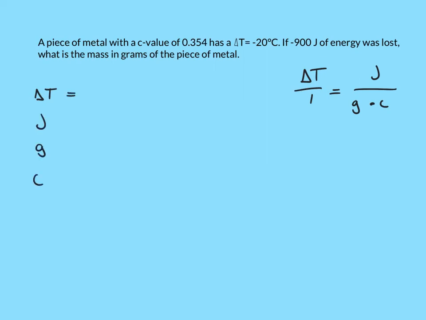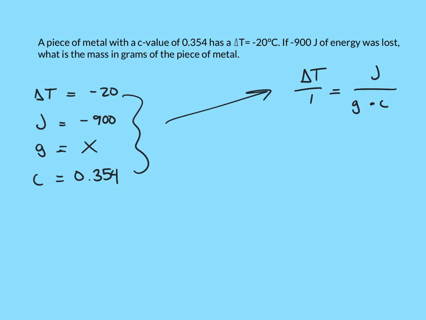Now this time I have the delta T, and you can see that it's negative 20 degrees Celsius because it's cooling down, so it has a negative change in temperature. That happens. You can have negative changes in temperature, and you can also have negative joules. So we have negative 900 joules of energy in this case as well, because the energy was lost. It was exothermic, energy given off. What is the mass if the C value, which was listed in the first part of this sentence, is 0.354?